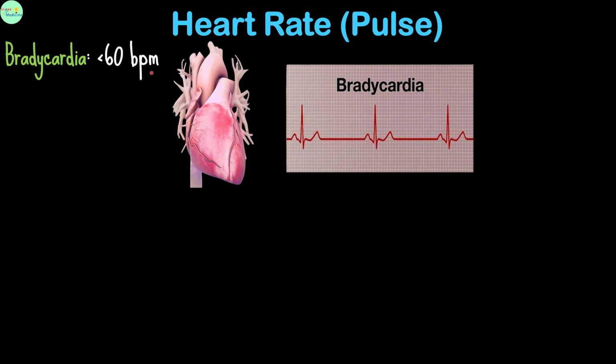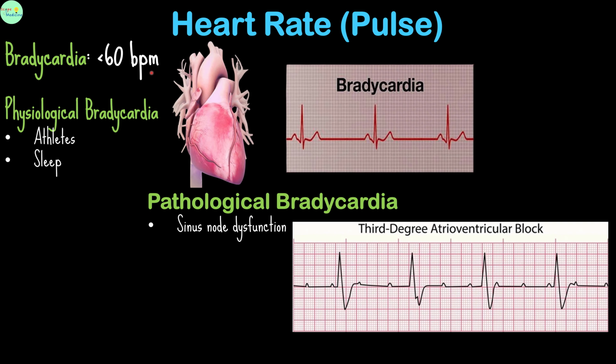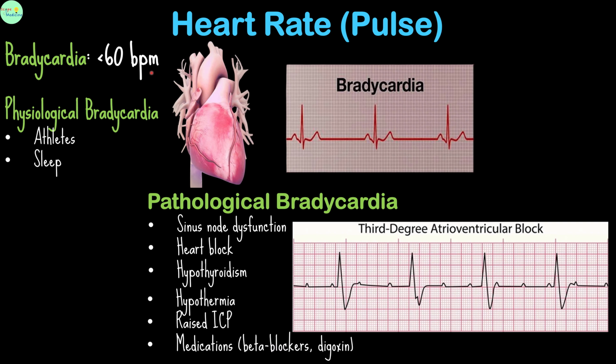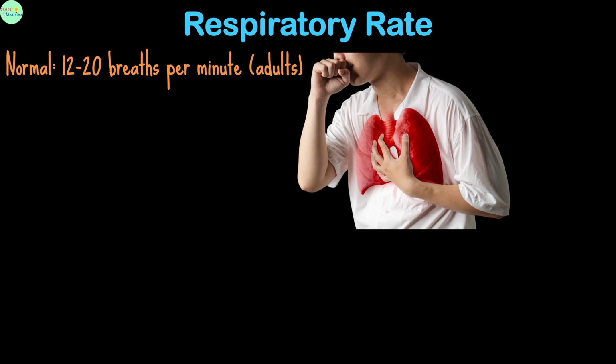It can be physiological, as seen in well-trained athletes or during sleep. Pathological causes include sinus node dysfunction, heart block, hypothyroidism, hypothermia, elevated intracranial pressure, and medication effects from drugs like beta blockers or digoxin. The respiratory rate is often called the most sensitive yet neglected vital sign.